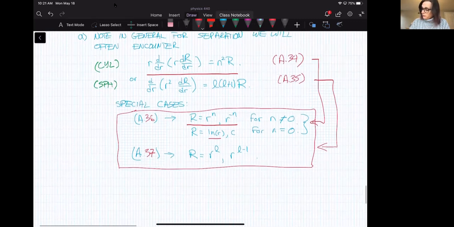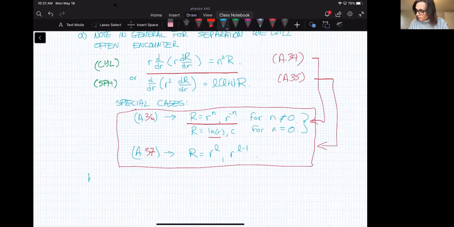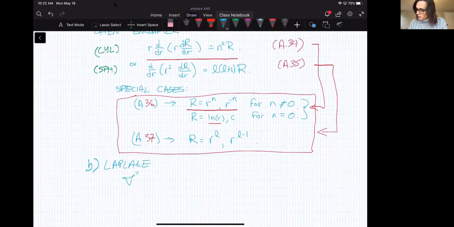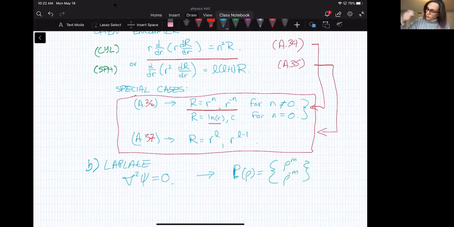Okay, so with that in mind, we can look at the general solutions for cylindrical coordinates. We'll start with Laplace. So for Laplace's equation, we have, of course, del squared psi equal to zero. And that gives rise to, we'll say, capital P of rho. I'll just write it like this, as I did for some of the solutions. This just means that this is a linear combination of rho to the m or rho to the minus m.